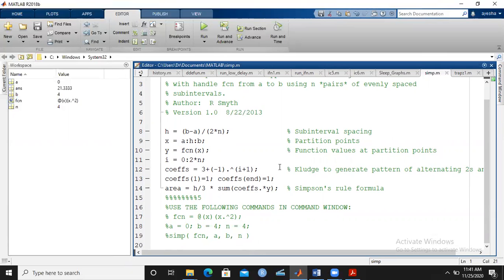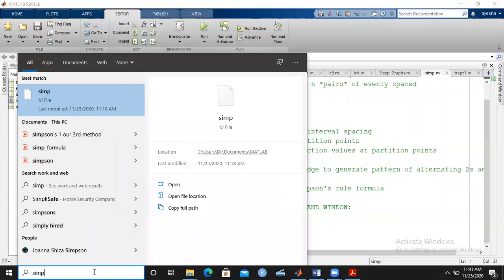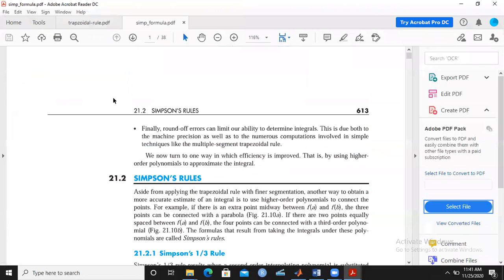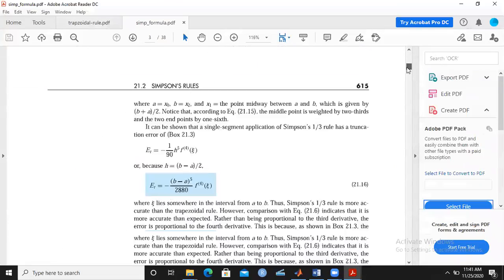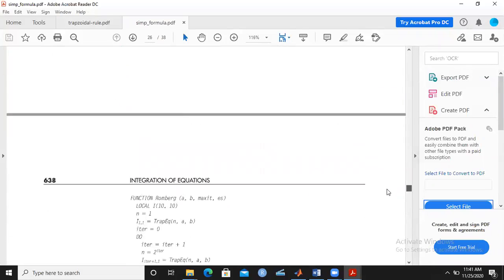Now you can see here that I've said area is equal to h by 3 times the sum of the coefficients times y. Now I have defined the coefficients in a unique manner. Instead of defining the y values, I have defined the coefficients of the Simpson's rule. We all know that Simpson's rule has got a different formula. So let us read the Simpson's formula.